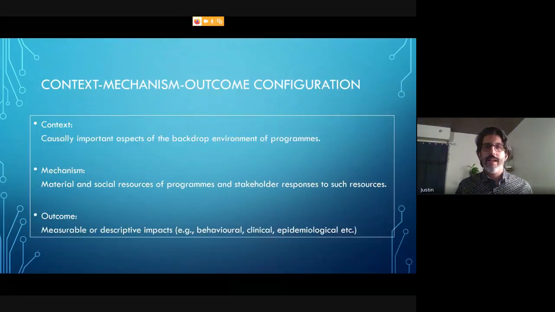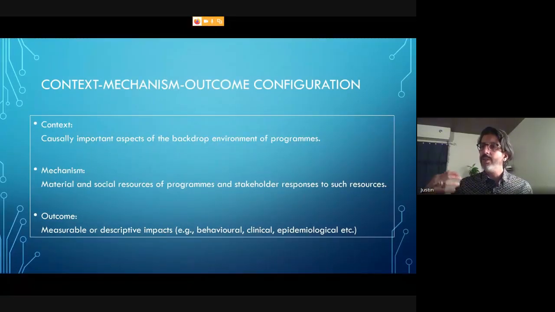Okay. And so now I'm going to just talk about the context mechanism outcome configuration. Essentially, I'm going to give you a very simple definition for each of context, mechanism, and outcome. There's more to be said about this. We can go into much more detail, but very simply, you might say that context has to do with the causally important aspects of the backdrop environment of programs.